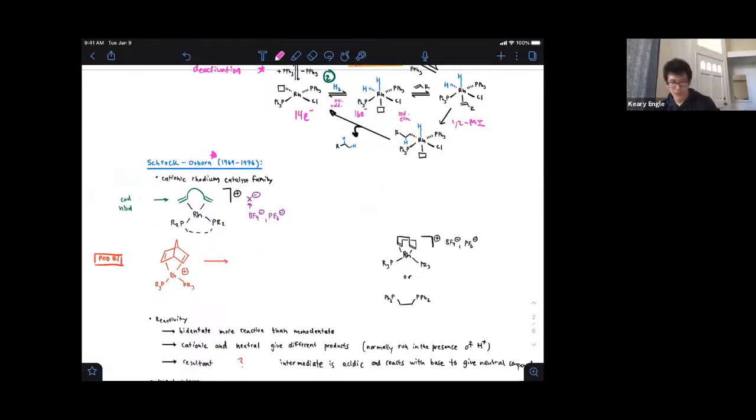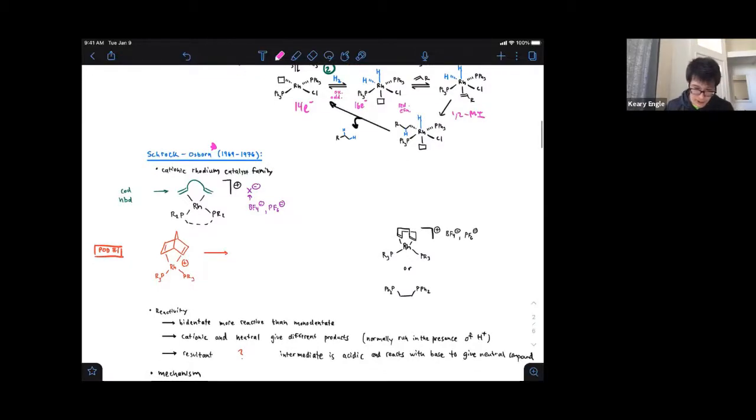This is at least in part because Osborn was a student of Wilkinson, and Schrock was a PhD student with Osborn. So I think Osborn, using his experience from the Wilkinson group, was likely reflecting on some of the limitations of that first generation family of homogeneous hydrogenation catalysts, and came up with this alternative design.